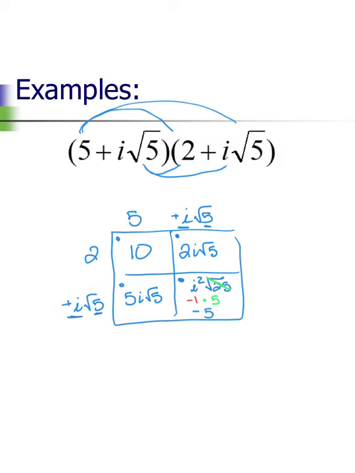Now we're going to combine like terms. 10 minus 5 is 5. Then if I look at these, i radical 5, i radical 5, so 5 plus 2 is 7i radical 5.